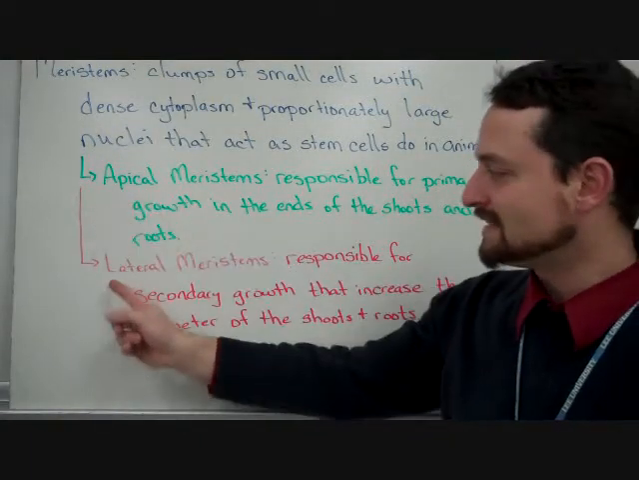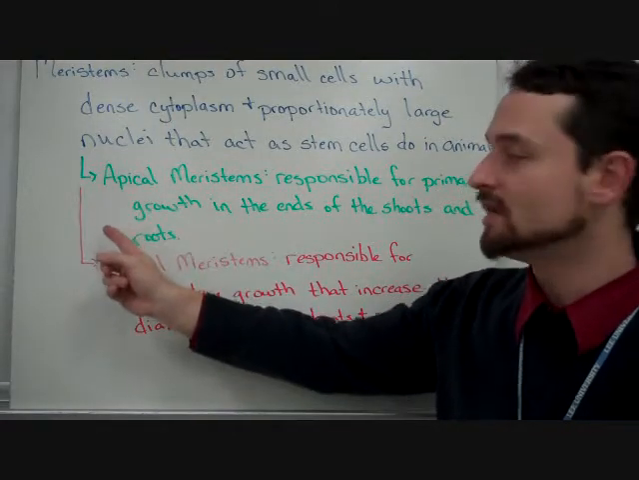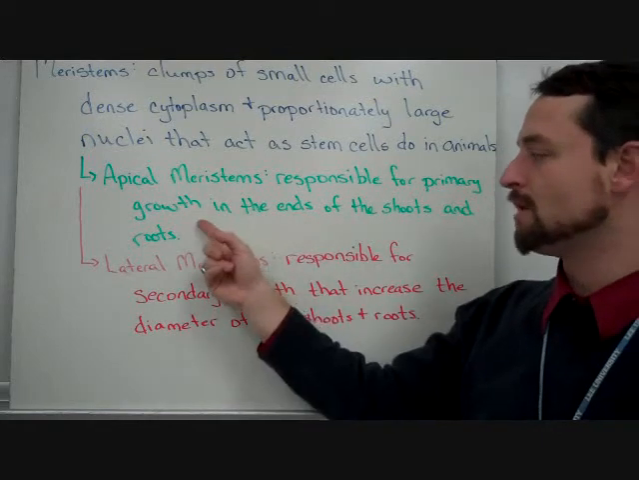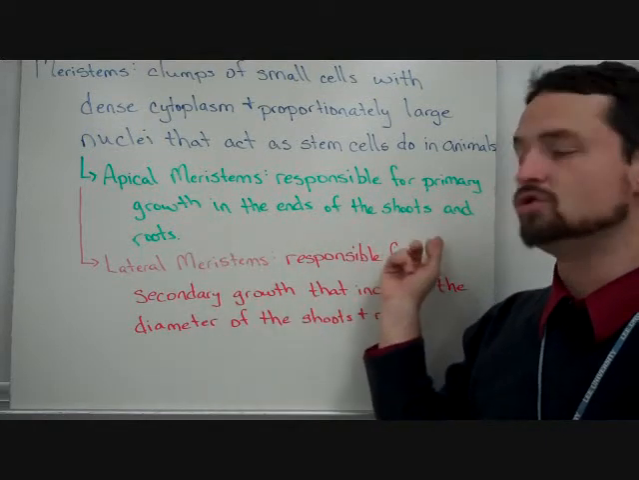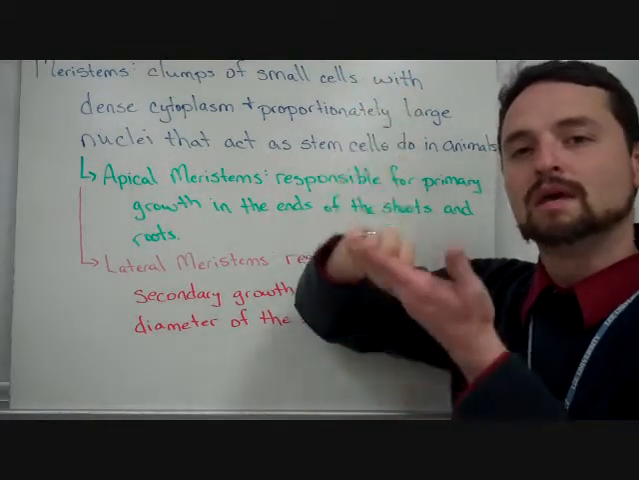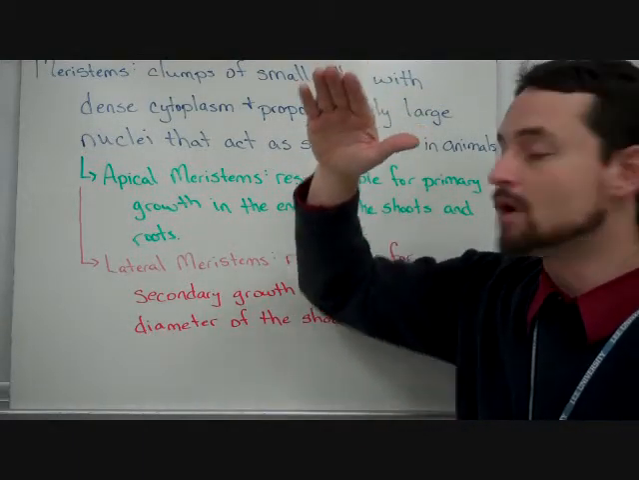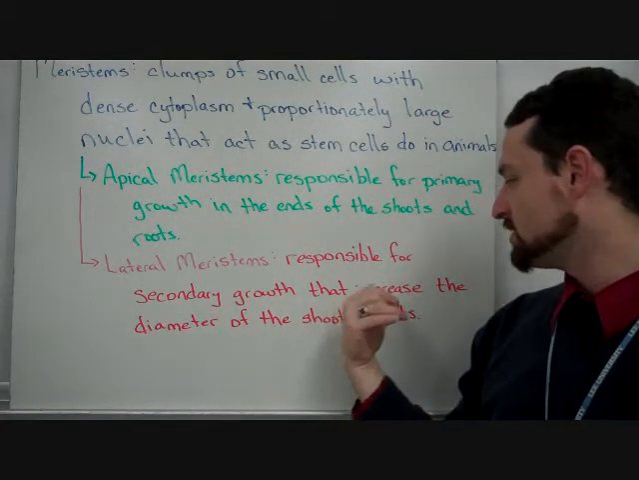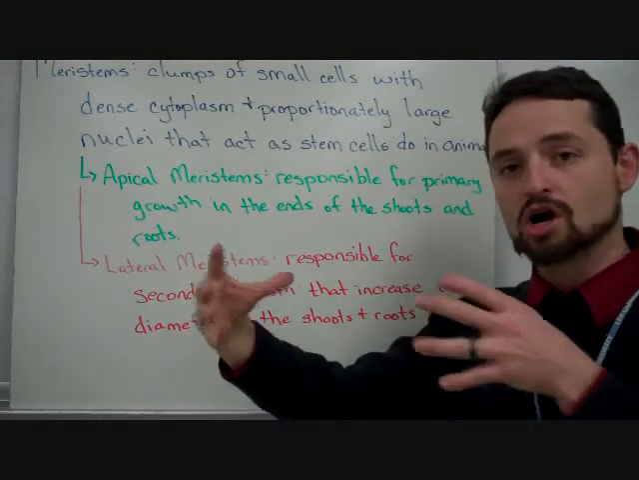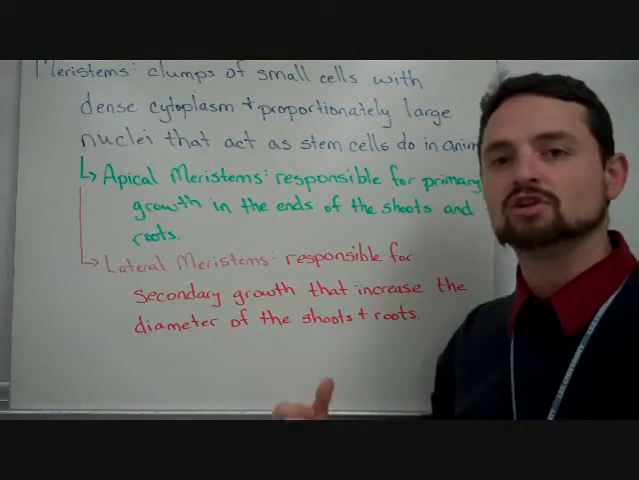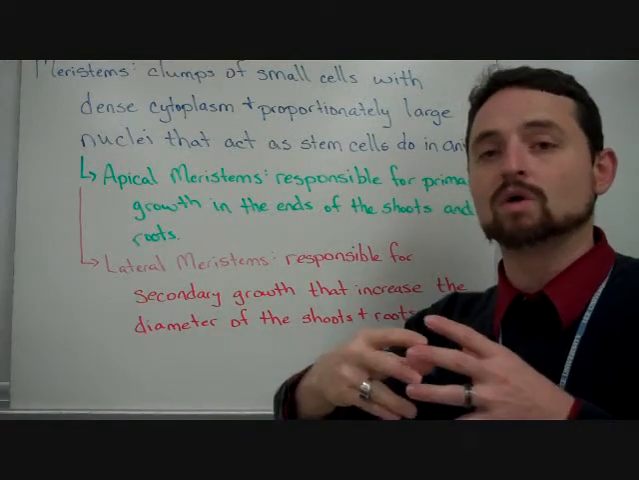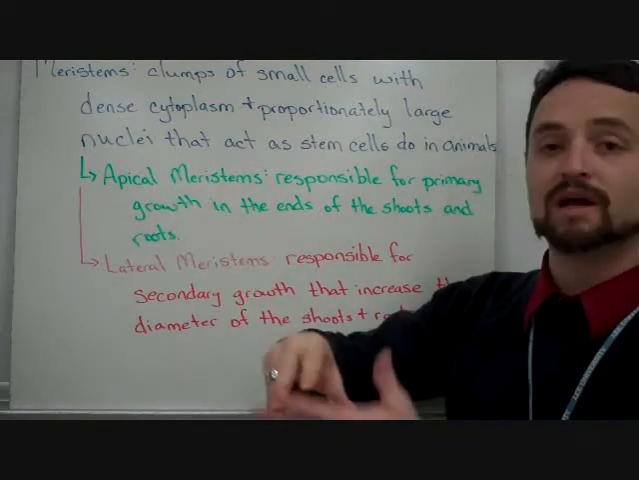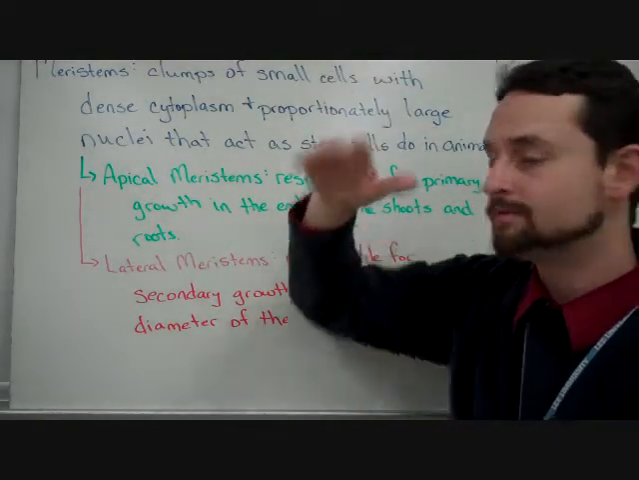There are two main types of meristem cells. There are apical meristems. These are the ones that are responsible for primary growth in the ends of the shoots and the roots. That's the top and the bottom, primary vertical growth. Lateral meristems are responsible for secondary growth that occurs to increase the diameter or girth of the shoots and the roots. So this is horizontal growth, meaning growth out, whereas the apical meristem is vertical growth up.